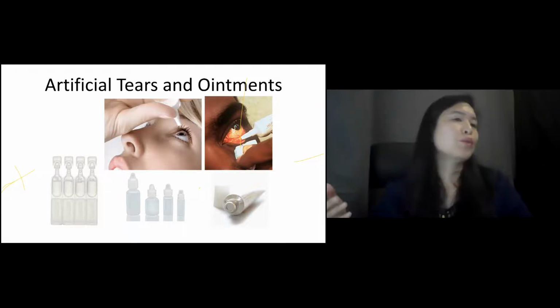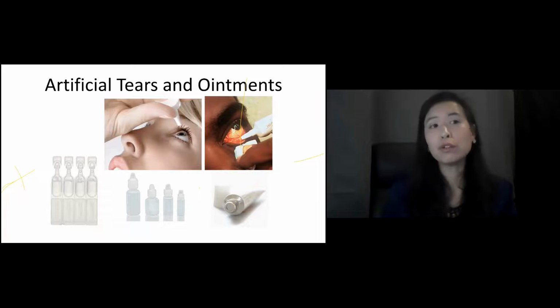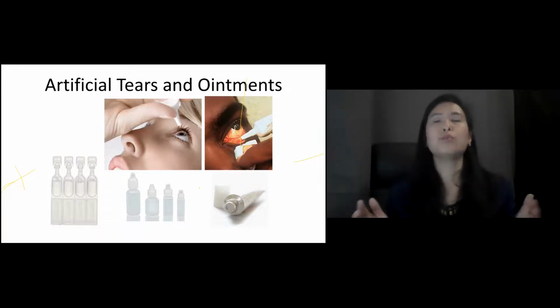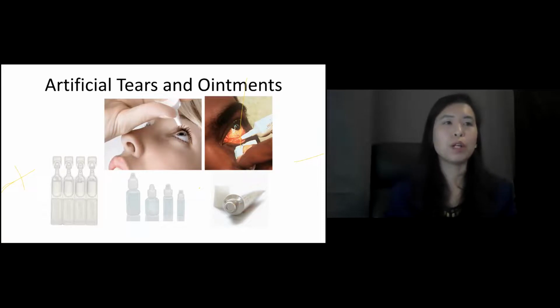I don't own stock in any of them, so I don't have any favorites, but I want to give you some general guidelines on what to look for when you go to look for your artificial tears. So you could go to your local CVS or Walgreens and you'll be inundated with choices. There are just so many on the market right now. So I want to give you some little tips on how to choose the right one for you.